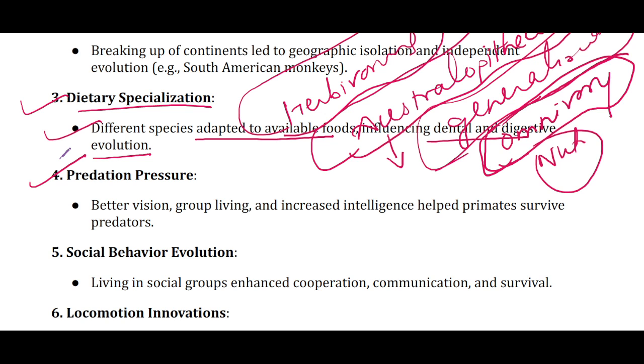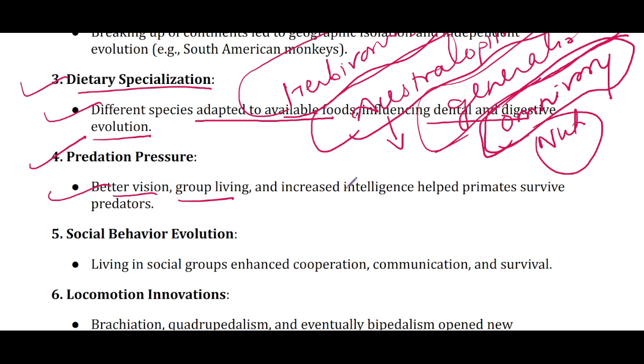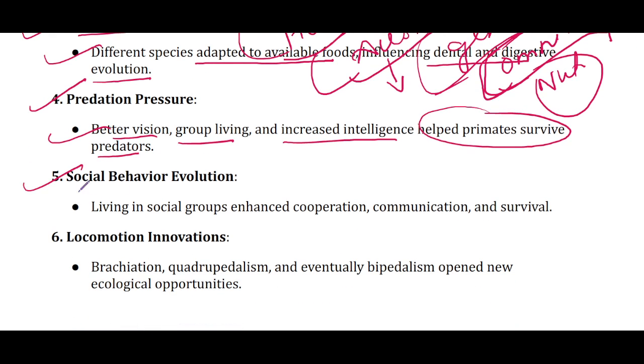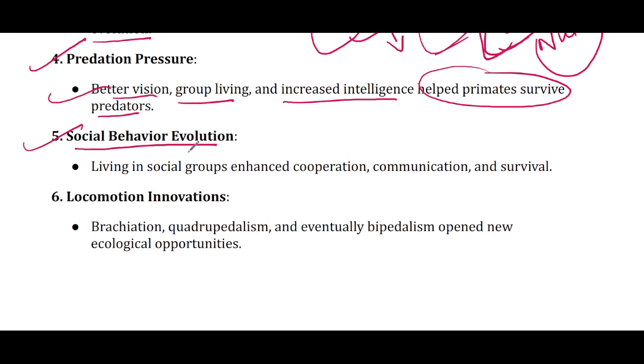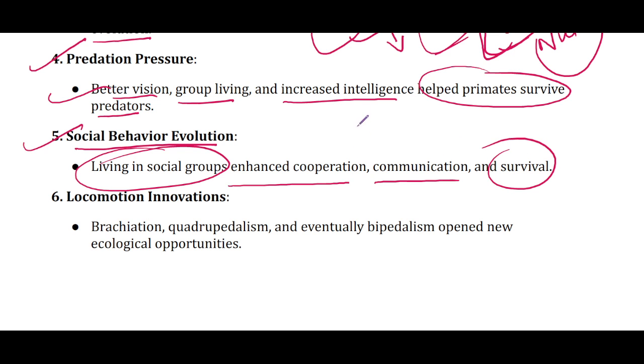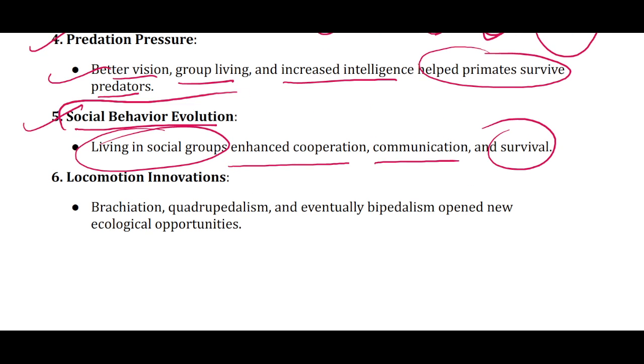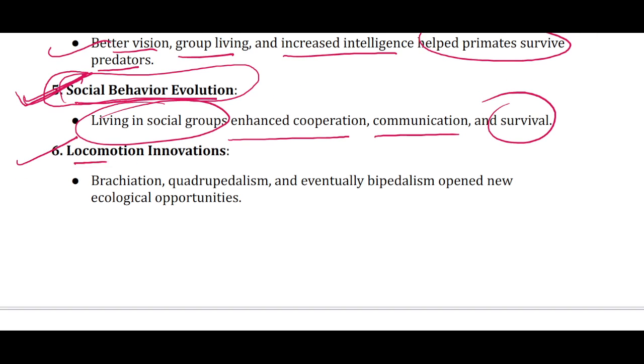Then the next factor, predation pressure. So here, better vision, group living, and increased intelligence helped primates survive predators. Fifth factor, social behavior evolution. Here, living in social groups enhanced cooperation, communication, development of languages. This ensured survival, which ensured evolution. So the social behavior, जिसमें हम आज भी रह रहे हैं in communities, it has been a part of our legacy since these primates. Then the next factor, locomotion innovation.